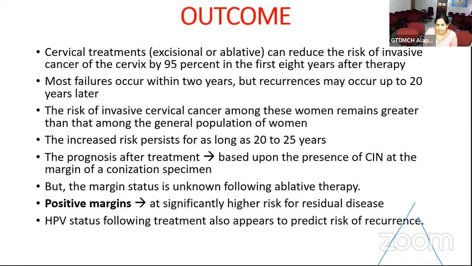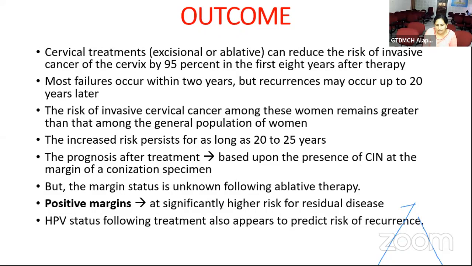So, outcome: cervical treatments, excision or ablative, can reduce the risk of cancer of the cervix by around 95% over the first 8 years. Most failures occur within 2 years, but recurrence may occur up to 10 or 20 years later. The risk of invasive cervical cancer among these women remains high compared to the general population. The increased risk persists for as long as 20 to 25 years.